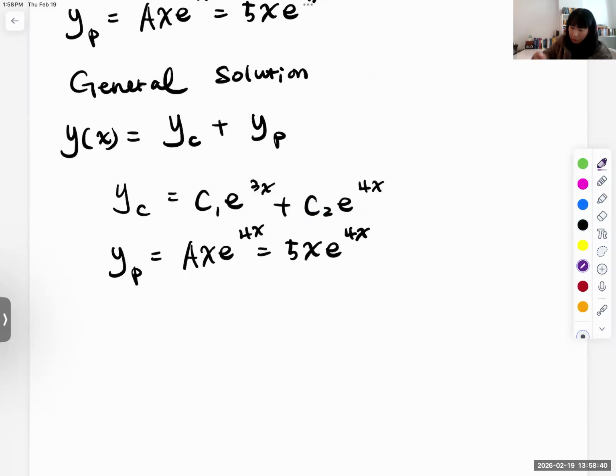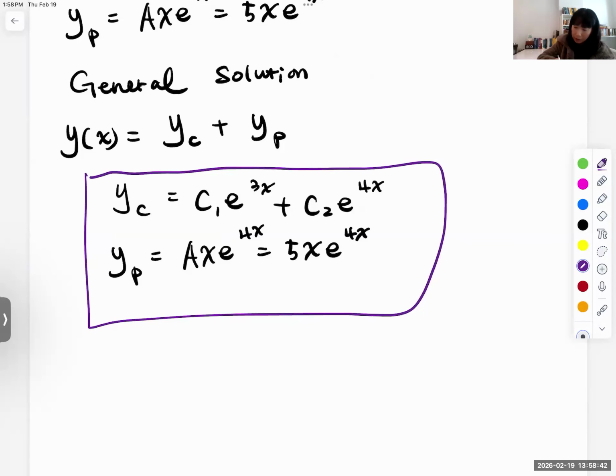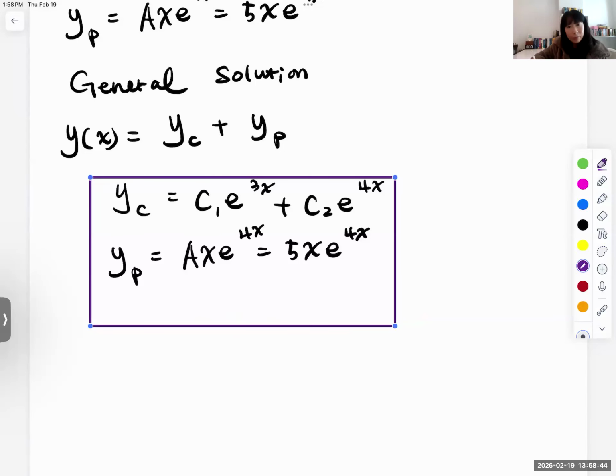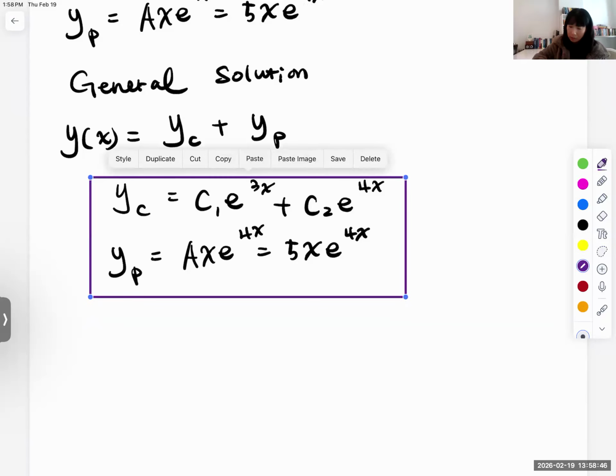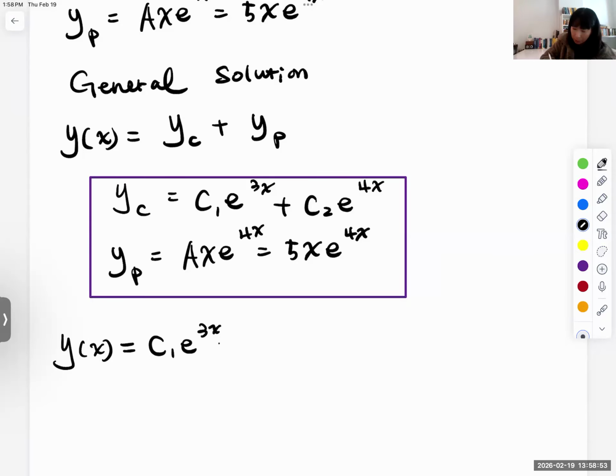So we can just rewrite, right? So y of x equal to c sub 1 e to the 3x plus c sub 2 e to the 4x plus 5x e to the 4x. So far, so good? Okay, very good.